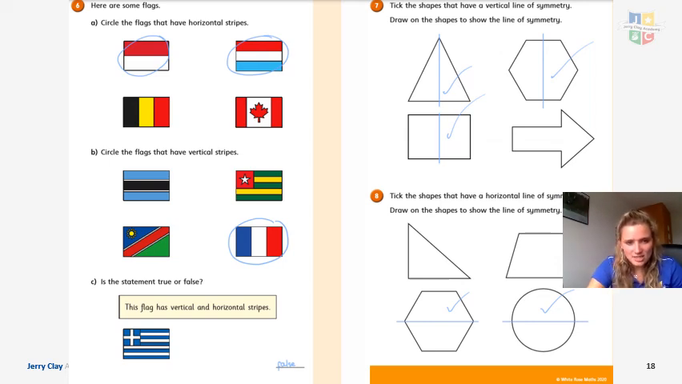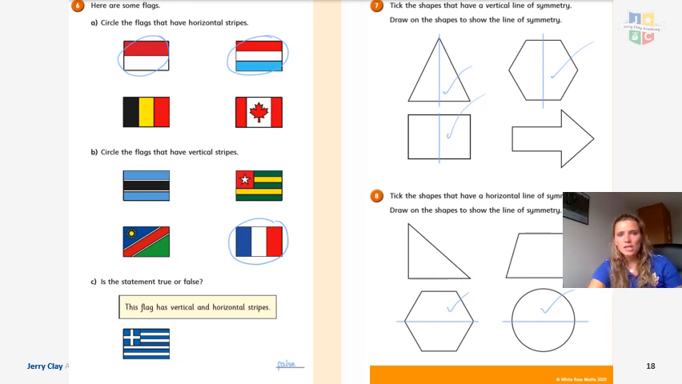And then for section C, the flag has vertical and horizontal stripes. Is the statement true or false? Well, they've said false because the stripes themselves are horizontal, rather than vertical. However, obviously there are some vertical lines, but the actual stripes are horizontal, so that one's trying to trick you there.